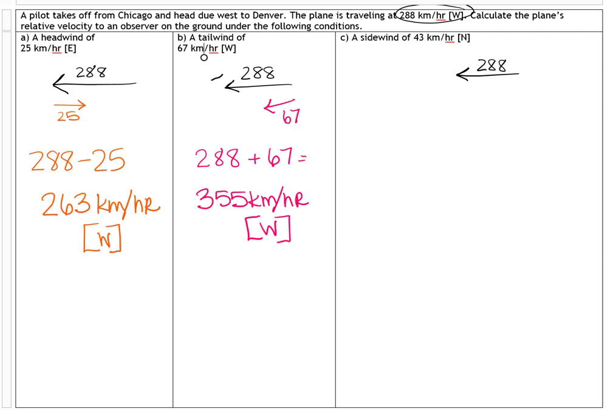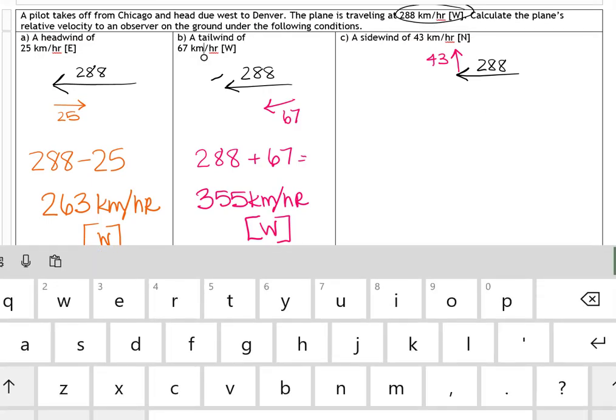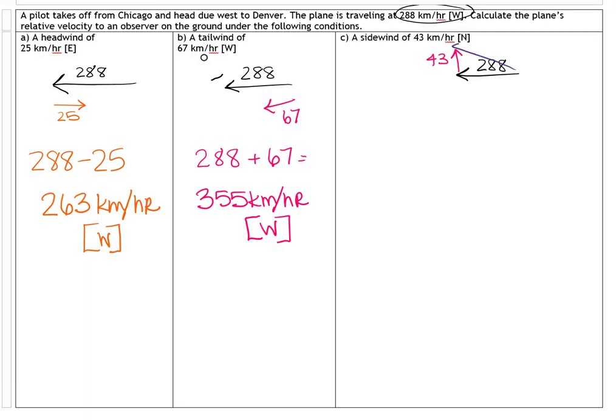So you can see if we read it, it says we have a side wind of 43 kilometers per hour north, meaning that the wind is pushing the plane this way, or north, 43 kilometers per hour. So if you take a look at this, it makes sense that the plane is really traveling like this way, right? So we need to figure out how fast it's going and then what that direction actually is.